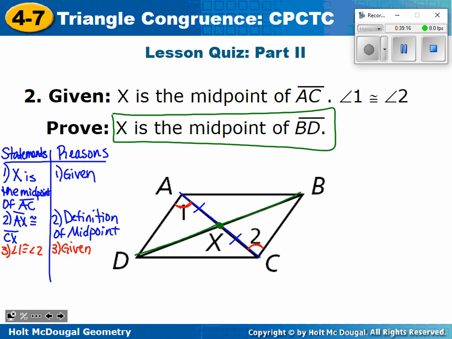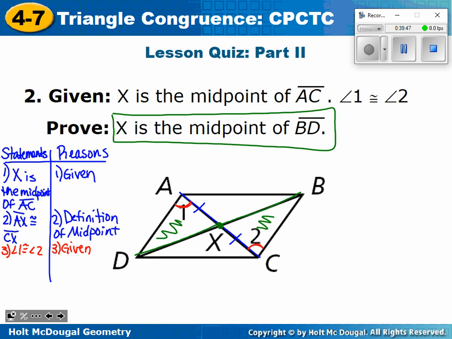So which 2 triangles do we need to focus on in this picture? Exactly, the left and the right. We need to focus on this triangle and this triangle because those are the triangles that have the markings in them that we have congruent. This side and this angle are in this triangle. This side and this angle are in this triangle. And they're the ones that contain the 2 pieces that we need congruent. Does everybody see that?